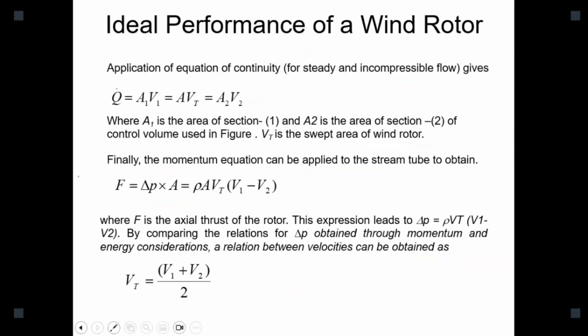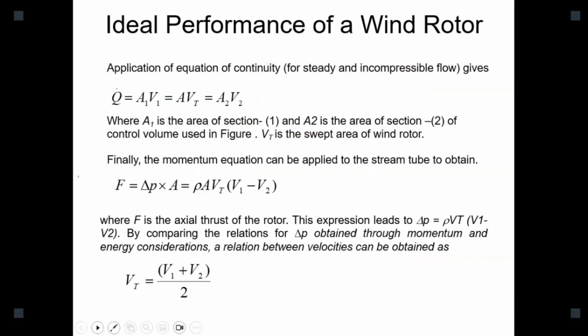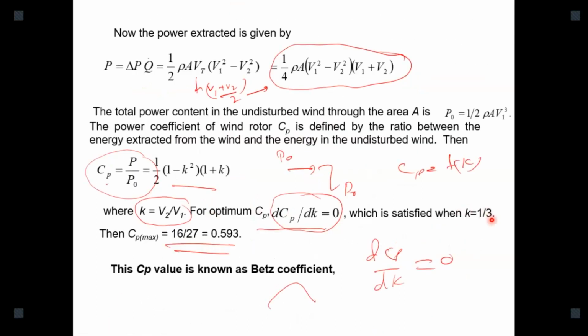Now that is the optimal ratio, what I already explained. The K we can find out here. K equal to 1/3 is optimal. If we can maintain that ratio, we can harness the maximum possible energy. Now our objective is how we can maintain that upstream and downstream wind speed ratio at 1/3. If we cannot maintain that, we cannot harness that energy. We are wasting energy.